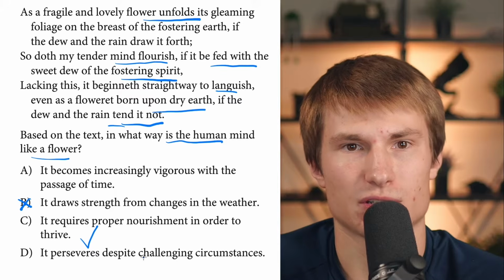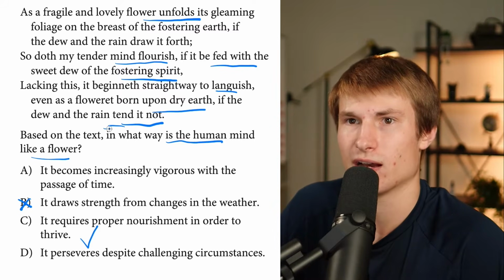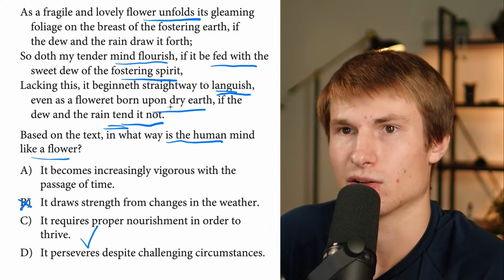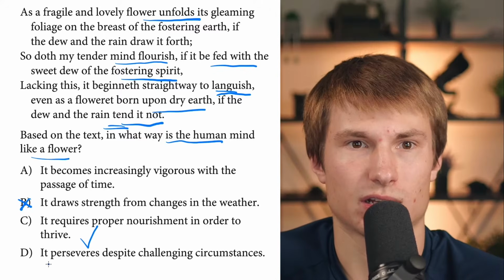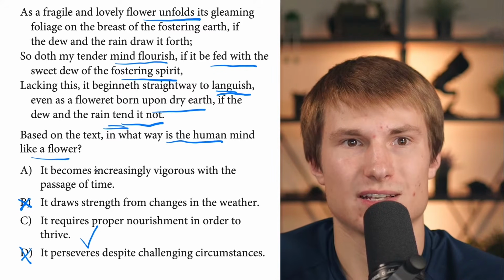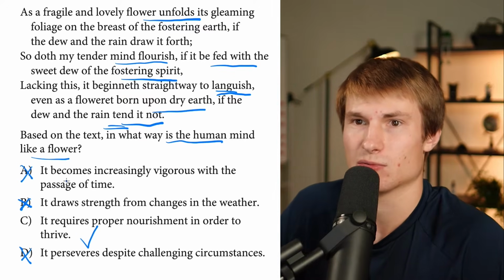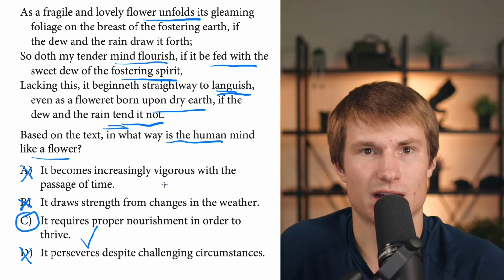D, it perseveres despite challenging circumstances. Doesn't look like we have support for that. Here we have it beginneth straightway to languish. In other words, looks like it will ultimately wither and possibly die. So it doesn't look like it will persevere despite challenging circumstances. If we look at A, it becomes increasingly vigorous with the passage of time. Doesn't look like there's any support for that. Our answer would have to be C. C has a lot of support from the text, as I've shown.